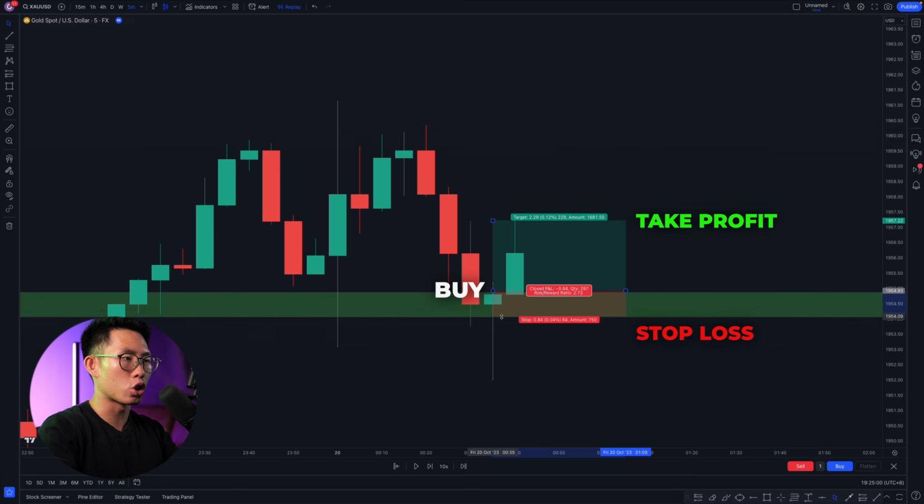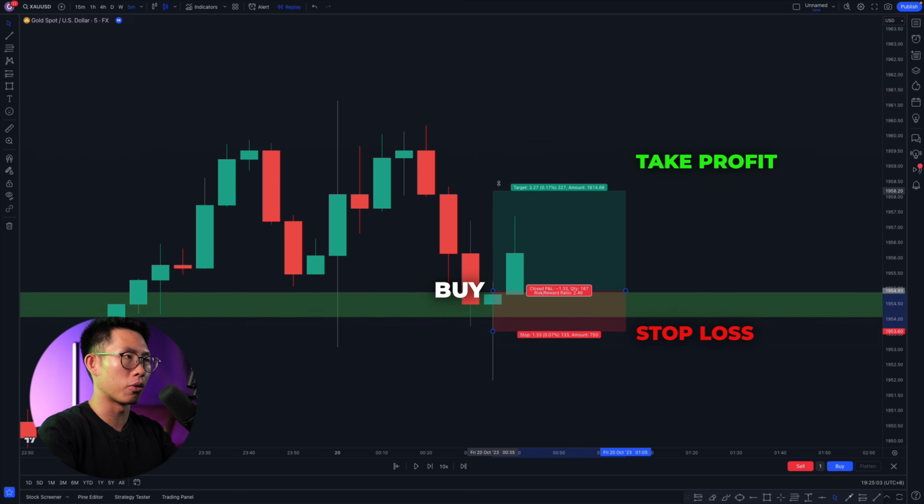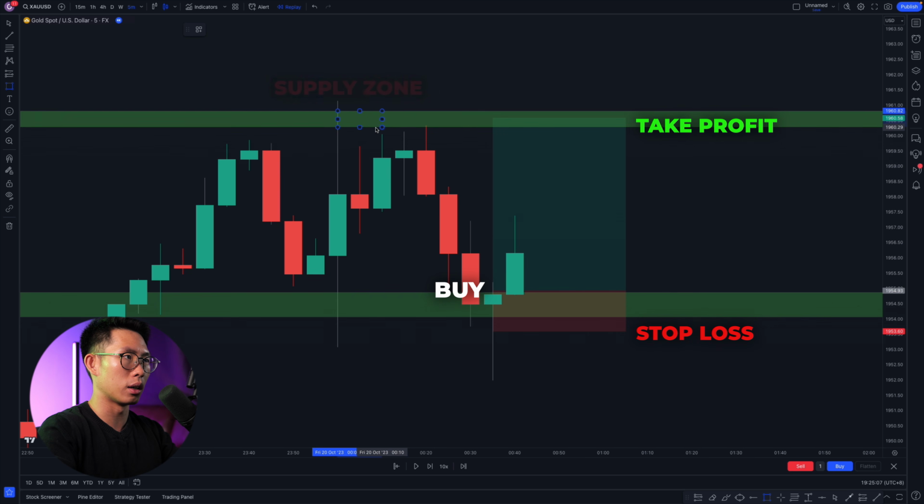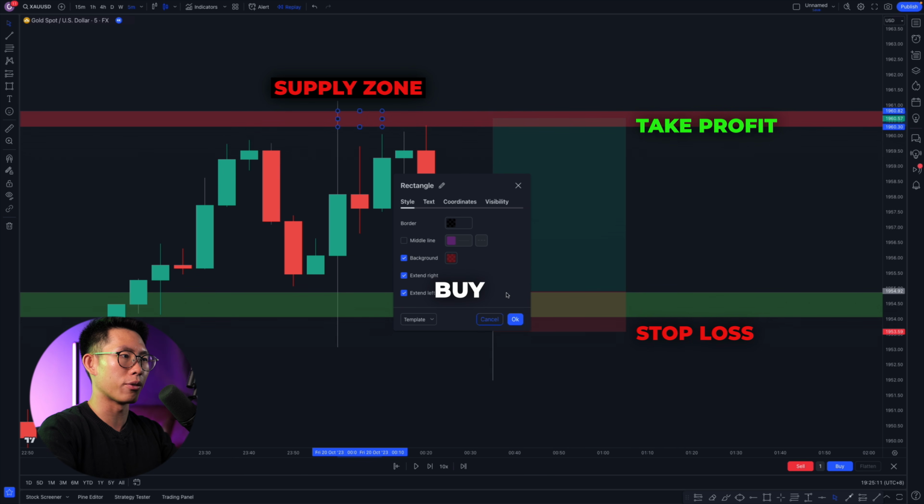And then that is when you can place your stop loss below this demand zone and place your take profit at the next key supply zone, which could be right here. This little demand zone, supply zone right here. Let me just change the color because I have OCD.